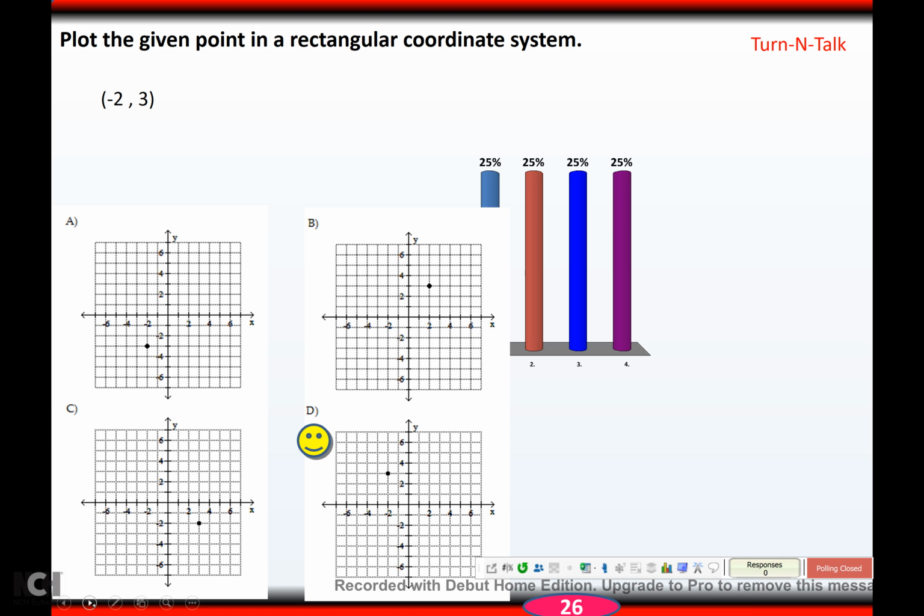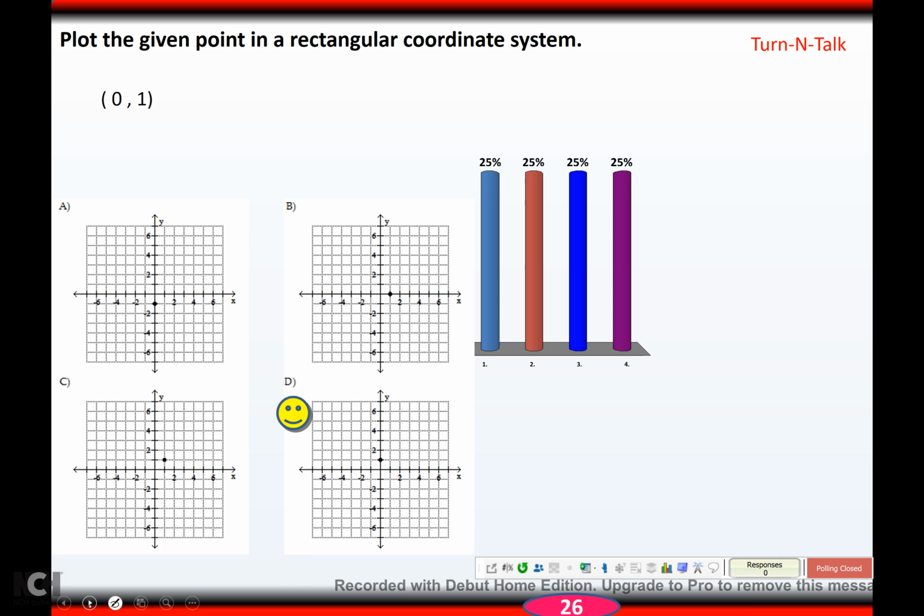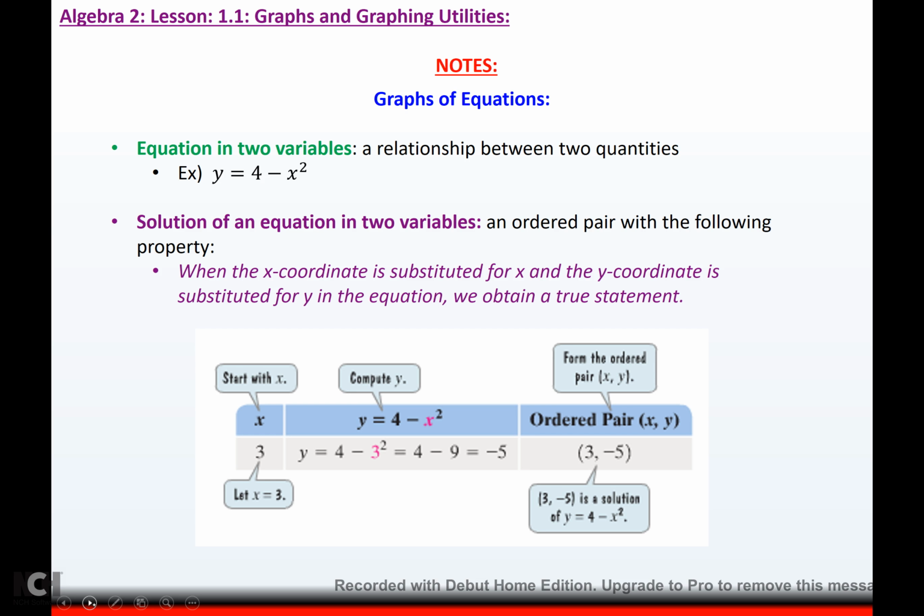And we're back. This would say 2 left, 3 up. There we go. Okay, hit pause and answer. Okay, hopefully you answered D. This would be not right or left and 1 up. Okay. All right, graphs of equations.